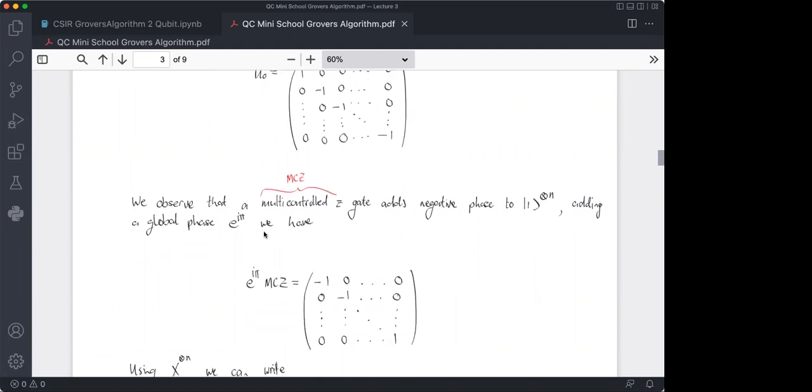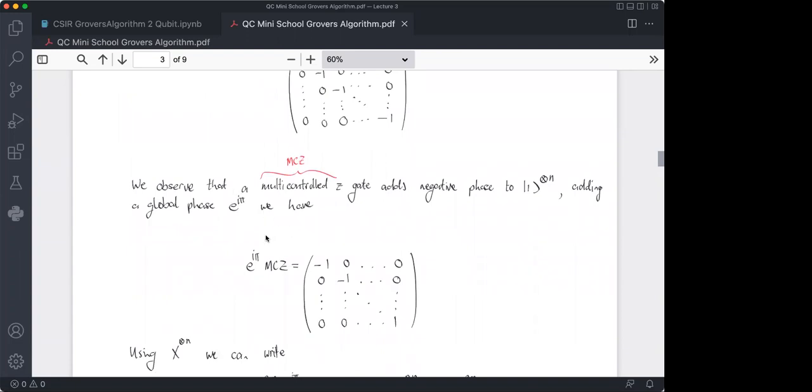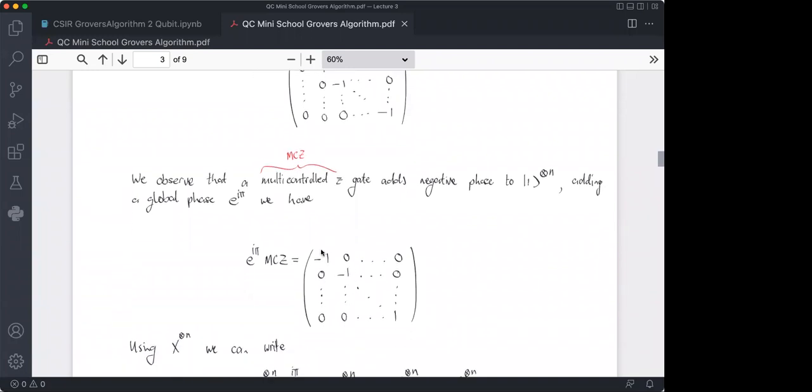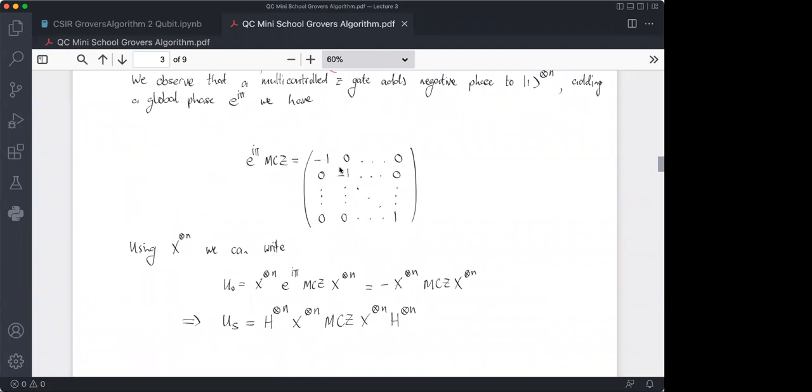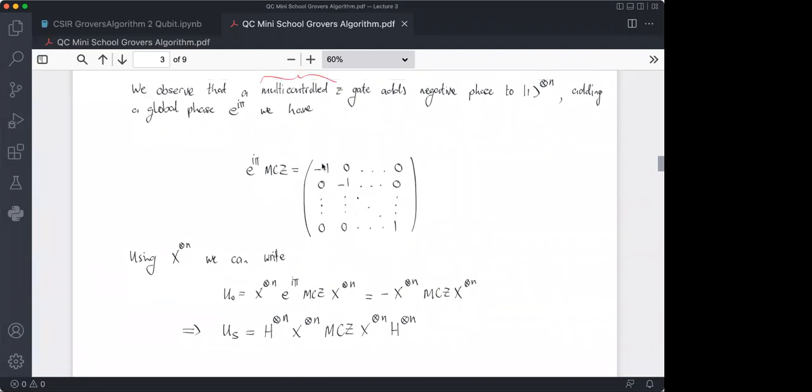If we multiply our multi-controlled Z gate by a global phase, we get a matrix that looks like this, where the first n-1 entries in the diagonal are all -1, and the last entry is +1. We can add a global phase because when we measure, it's not really going to do anything. And by using the gates X with a tensor exponent n, which is just a permutation matrix, we can permute all these entries so that we have a +1 on the top and -1s on the rest of the diagonal.